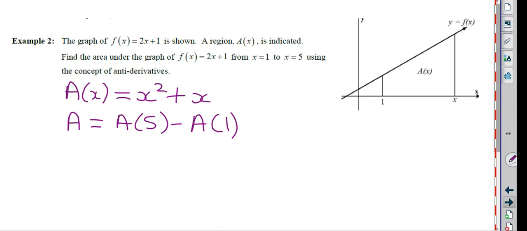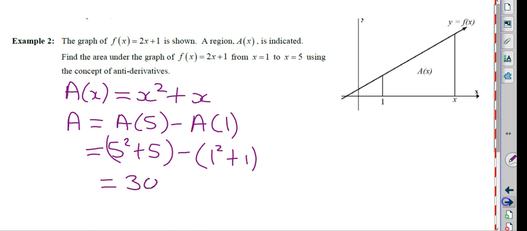Okay, so all we got to do is plug in A of 5. So 5 squared plus 5 minus 1 squared plus 1. Now, when I work out A of 5, I'm going to keep it separate inside a set of brackets here, and then the minus sign, especially because it's minus, and then a set of brackets here. So we could just work out the brackets separately, right? So this will be 30 minus 2, which will be 28 square units.